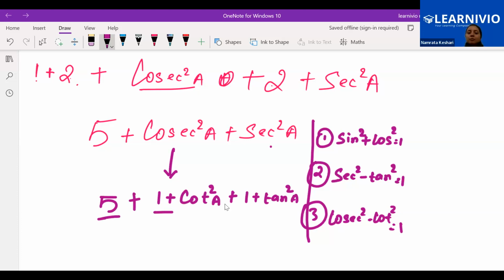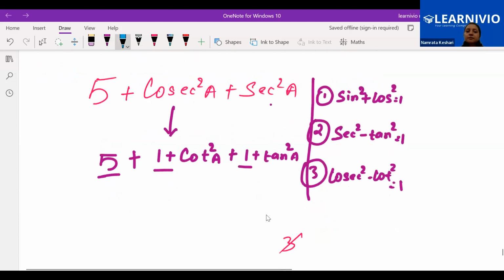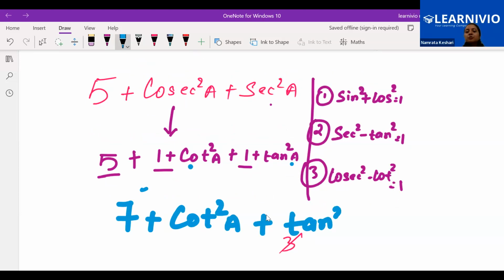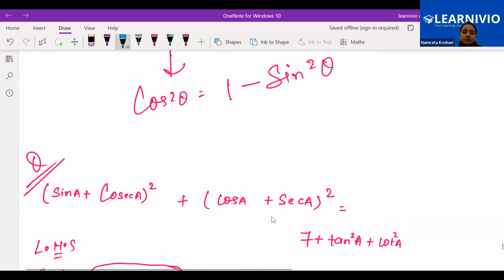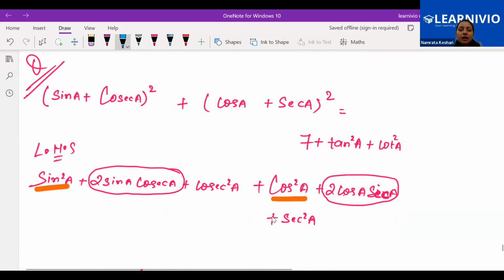Now 5 plus 1 plus 1 is 7. And cot square, tan square, we will be writing as it is. And then again we will get back to the right hand side and we will check, are we done or still we need to do something? Are we done? Yes. So we don't know what to do over here. Randomly, we are just trying to figure it out.